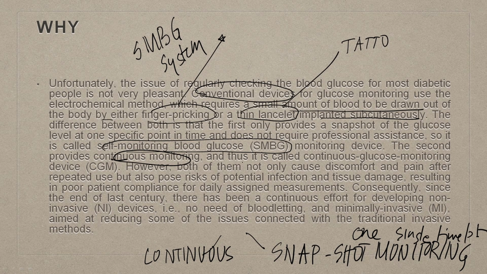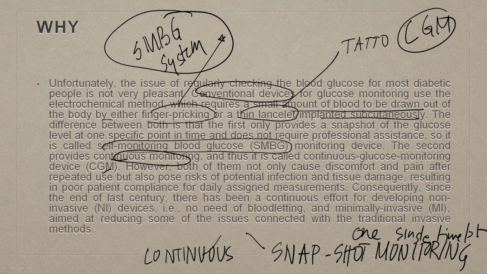Now, thus it is called continuous glucose monitoring device, CGM. The other one is continuous glucose monitoring system. So, this is the other classification. One is SMBG, which is self monitoring. You can do it all by yourself, blood glucose level, and the other one is continuous glucose monitoring, and thus it is called continuous glucose monitoring device.